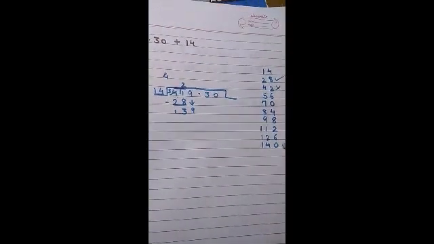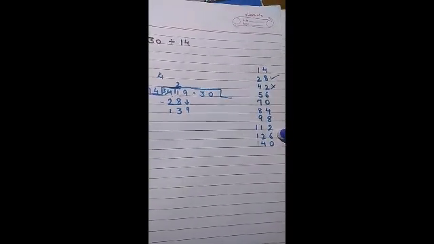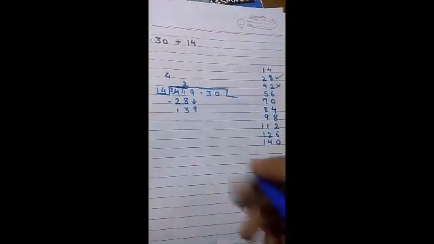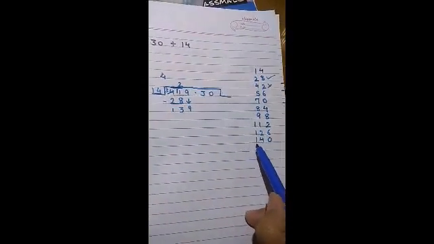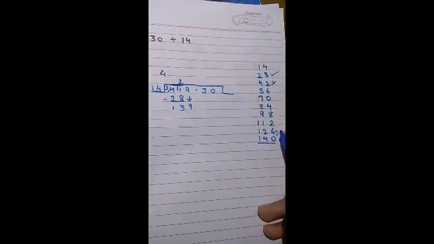139 से बड़ा 140 है, but can we take 140? No. So we have to take 126. 139 से बड़ा नंबर आते ही स्टॉप करेंगे. बड़ा नंबर कौन सा है? 140. But we cannot take this, so we'll take the number before that.